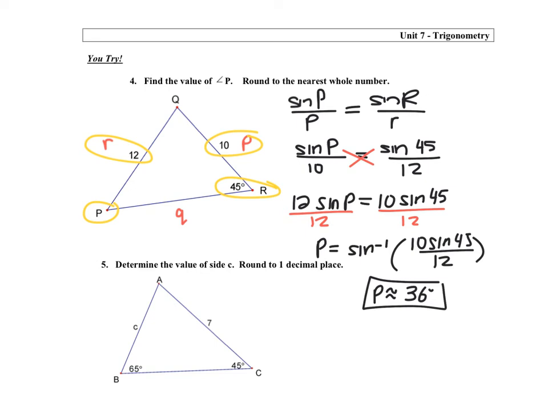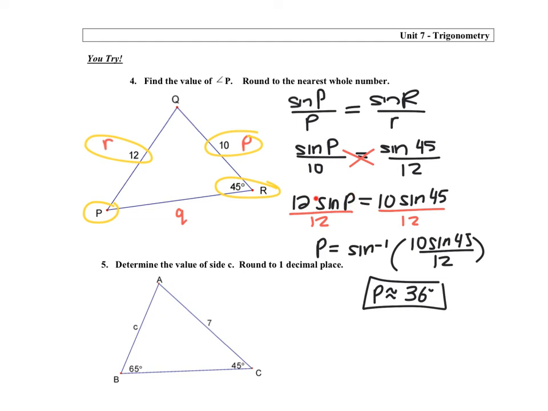Alright, so hopefully you got 36 degrees for angle P. If not, here's what you should have done. Okay, I saw that my R's were a full pair, the 45 degrees with the 12, and then I was looking for angle P, and it gave me side P, so I used R and P for my sine law. Okay, so this is my general equation. I plugged in 10 for P, 45 for angle R, and 12 for little r, and then I cross-multiplied. When I cross-multiplied, the 12 was multiplied by sine P, and the 10 was multiplied by sine 45.